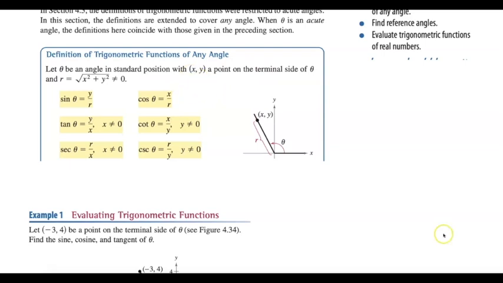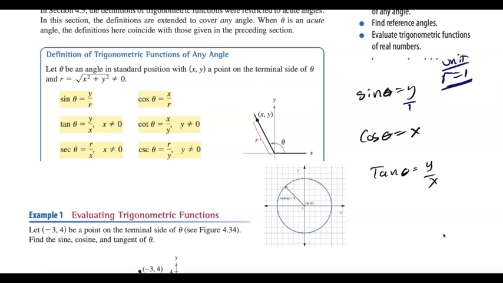What's the one difference? When we do the unit circle, sine of theta equals y, cosine of theta equaled x, and tan of theta equaled y over x. In that case, the r was 1 because it was a unit circle. These are all being divided by 1.